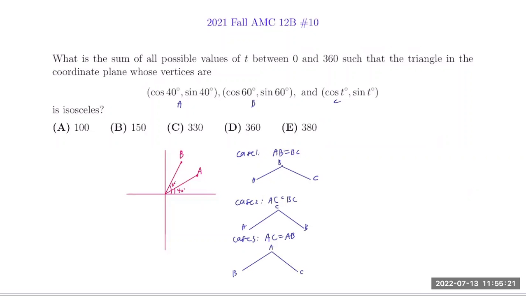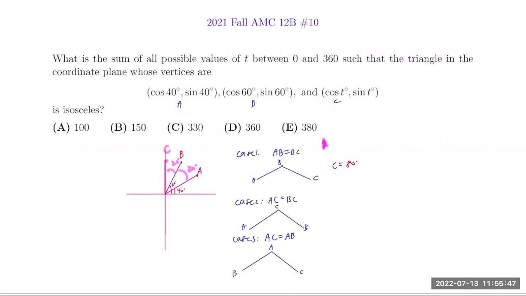Okay, so let's look at this graph that we have over here. First off, for the first case, if we want AB to equal BC, we have B between A and C. So C would be somewhere over here. This is our C. And since this distance here is 20 degrees, this distance would also be 20. So C in this case would equal 80 degrees.